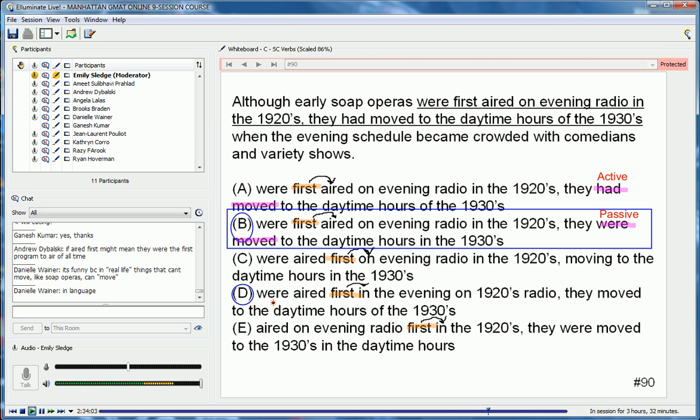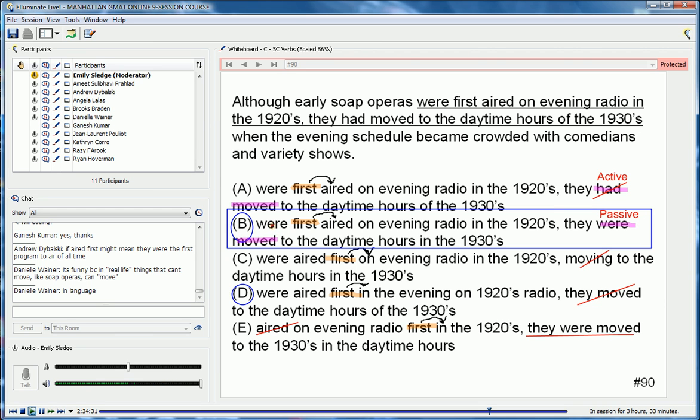And so we see that in A, B, C, and D, whereas E has aired in the active voice. So that's wrong. But you have that verb after the comma as well. So we can get rid of had moved, moving, actively moving. They moved is active. In E we've got passive, but it's already got a mismatch between active and passive. So we have parallelism here between two passive verbs.